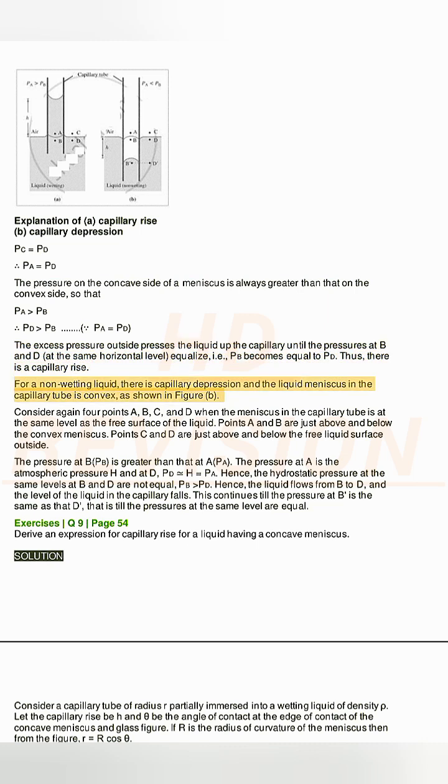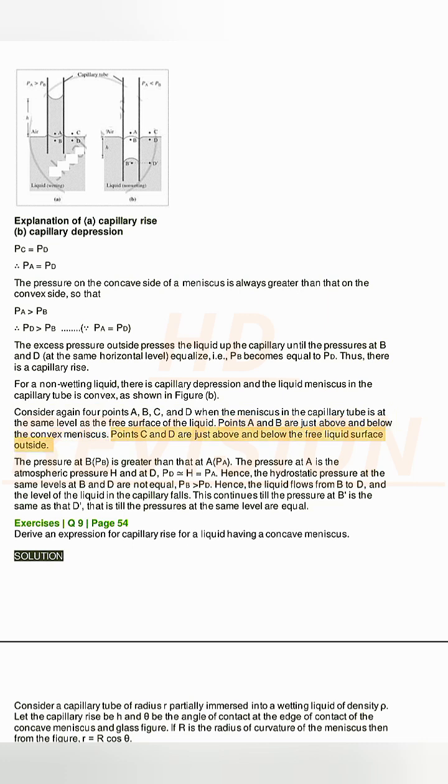For a non-wetting liquid, there is capillary depression and the liquid meniscus in the capillary tube is convex, as shown in figure B. Consider again 4 points A, B, C, and D when the meniscus in the capillary tube is at the same level as the free surface of the liquid. Points A and B are just above and below the convex meniscus.